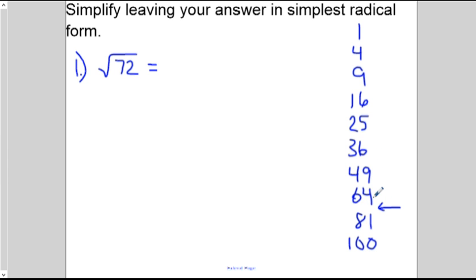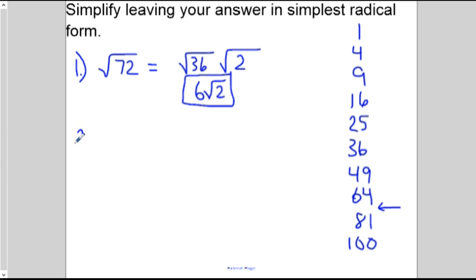So, we would try 64. 64 does not go into 72. 49 does not go into 72, but 36 does. So I would branch it off. 36 times 2 is 72. Always write the perfect square first because you can reduce that further. The square root of 36 is 6. Radical 2 is a long decimal, so we just leave it as radical 2.